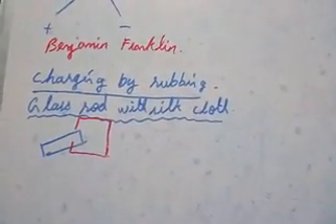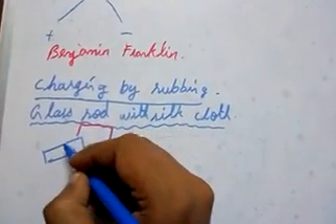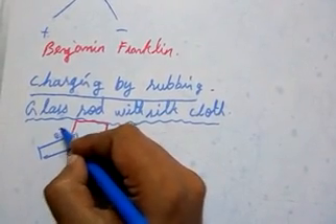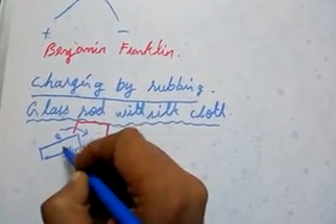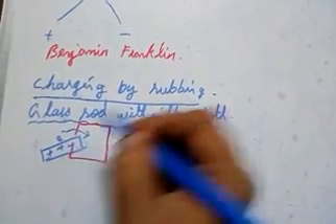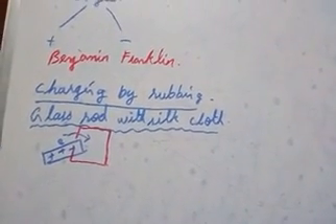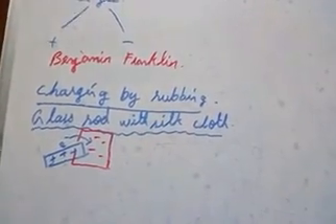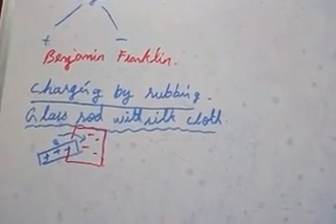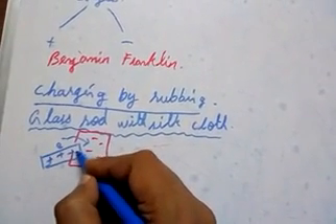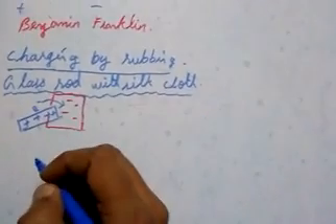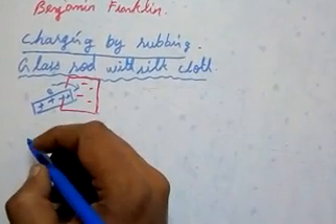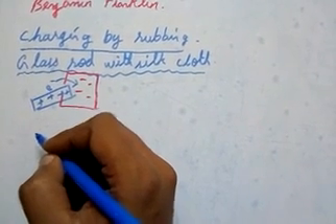So when you rub it, some electrons will go from the glass rod and jump to the silk cloth. So glass gets positive and silk cloth gets negative. Okay, they are equal and opposite. So I have written 4 plus and 4 minus. Okay, now let's see how to produce charging in another way.